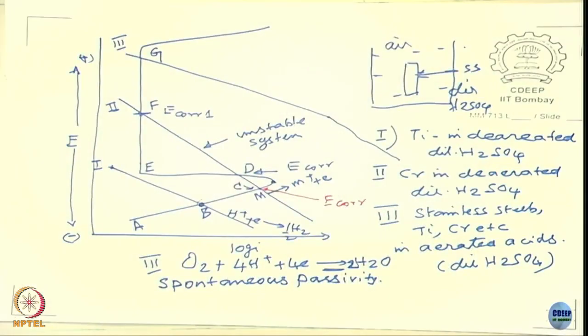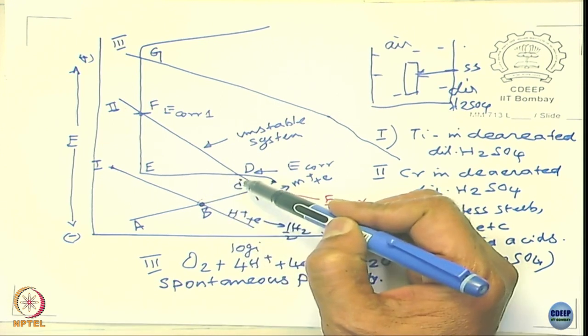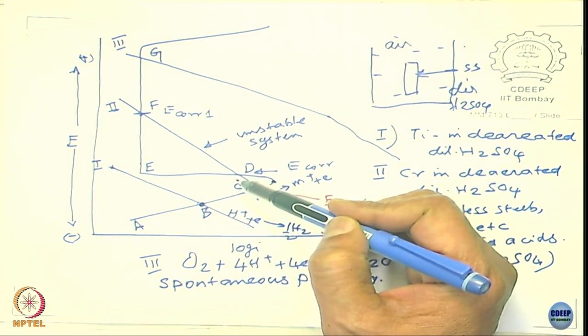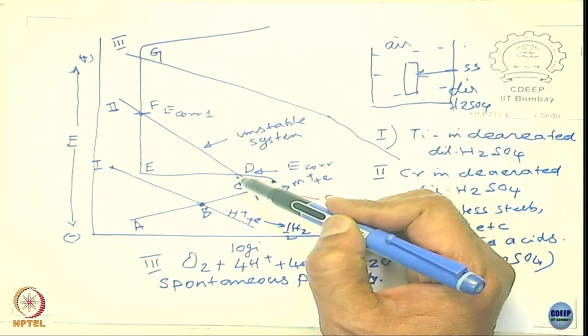What is the possibility of C, D, F solely depending on potential? Yeah, whether the metal will go to C, D, or F. We consider D a little unstable. What does it mean by that actually?